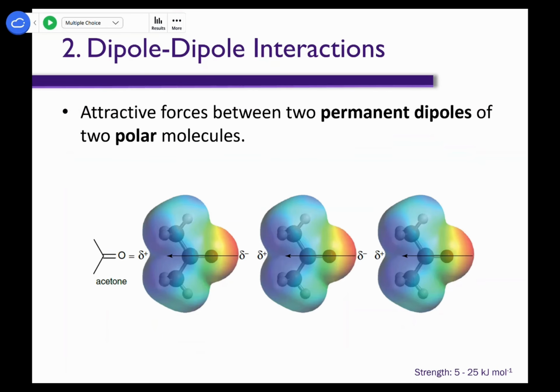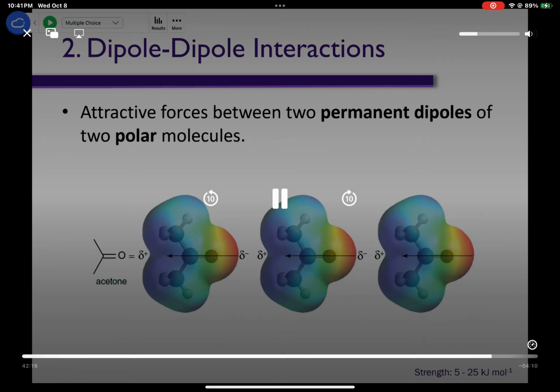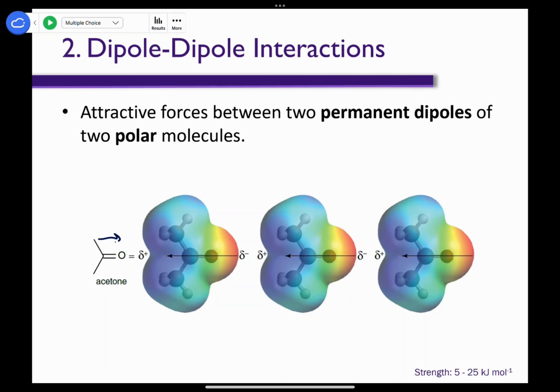Okay, let's move up to our next type of intermolecular force. And this is when we have a polar molecule interacting with a polar molecule. We just talked at the end of topic 3.2 about how to identify those polar molecules. Oxygen is more electronegative than carbon, compared to carbon to carbon. So we have a net dipole.